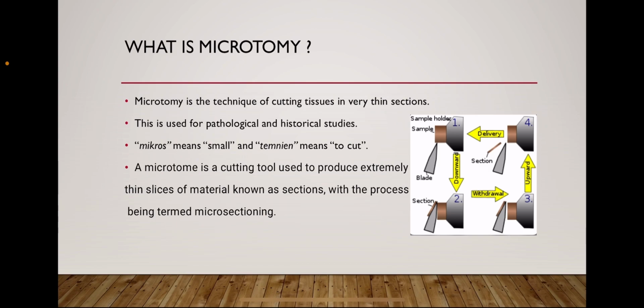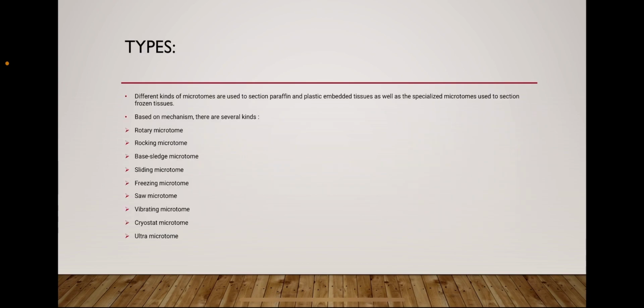A microtome is a cutting tool which is used to produce extremely thin slices of material known as sections, with the process being called microsectioning. Types. Different kinds of microtomes are used to section paraffin and plastic embedded tissues, as well as specialized microtomes which are used to section frozen tissues. Based on the mechanism, microtomes are classified into several kinds such as rotary microtome, rocking microtome, base-sledge microtome, sliding microtome, freezing microtome, saw microtome, vibrating microtome, cryostat microtome, and ultramicrotome.